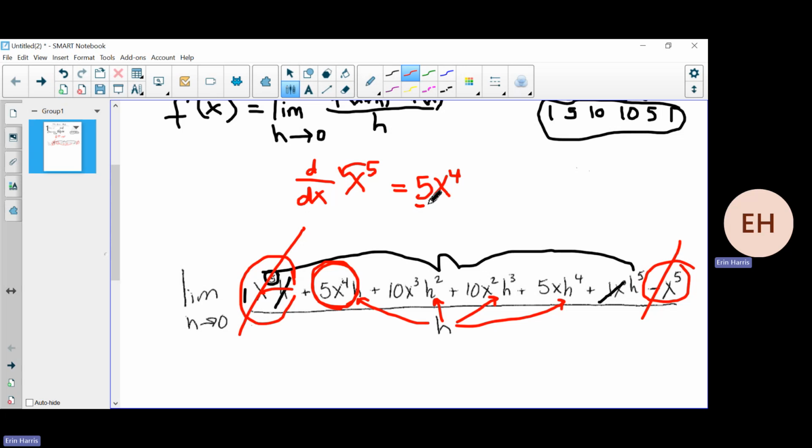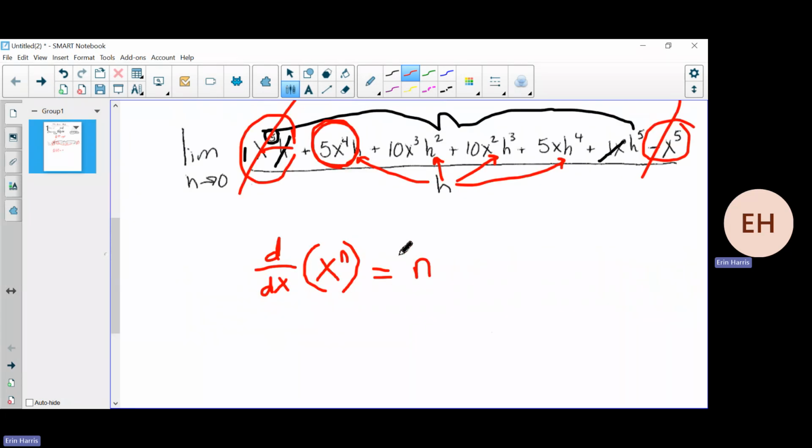want to take the derivative of x to some power, bring the power down in front and then decrease the power by 1. And that's what I get to do now instead of using limit definition. Okay, so the next video will be examples of putting this to use.